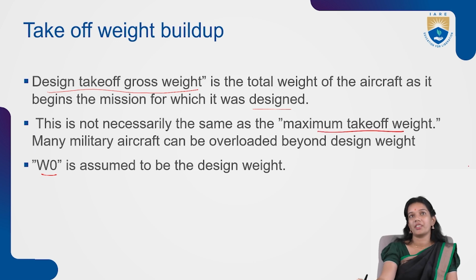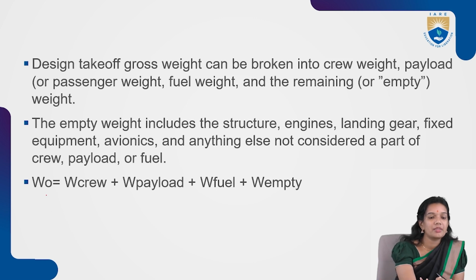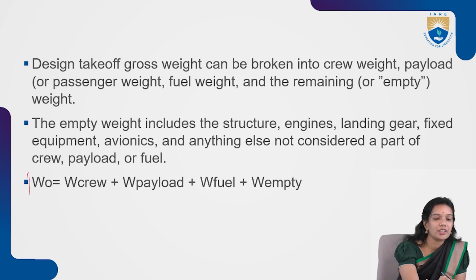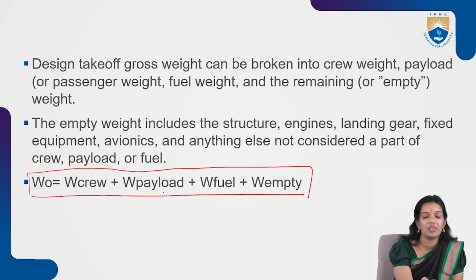Why? Because in my military aircraft, I'm going to carry maybe different payloads, so then your gross weights are going to change. So it is not necessarily the maximum takeoff weight, but it is the initial design takeoff gross weight denoted by W naught. Now this W naught is broken down. Here we have a formula that has been given. Design takeoff gross weight W naught is equal to the sum of the crew weight, payload weight, fuel weight, and empty weight.